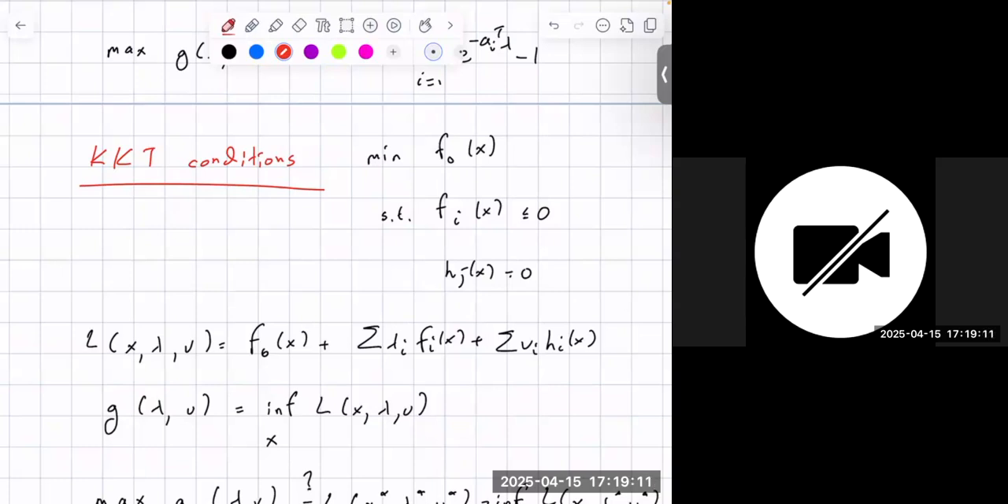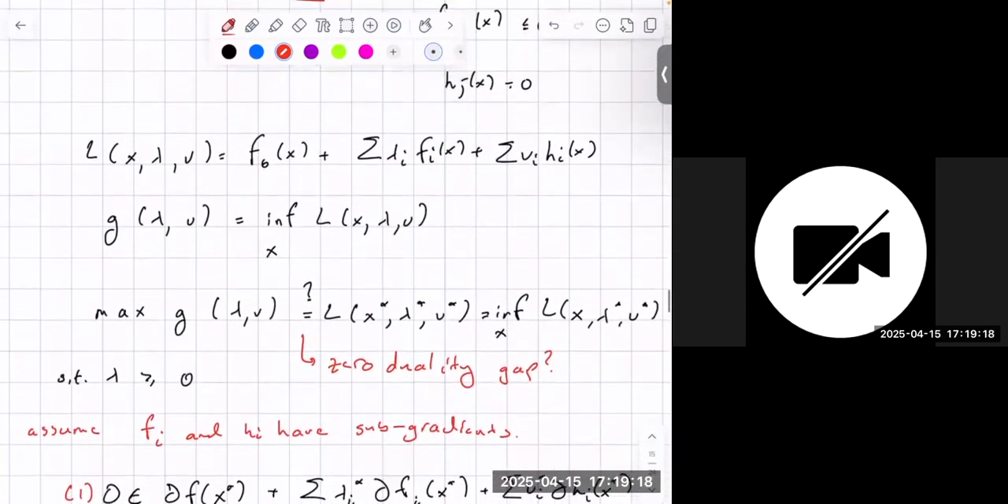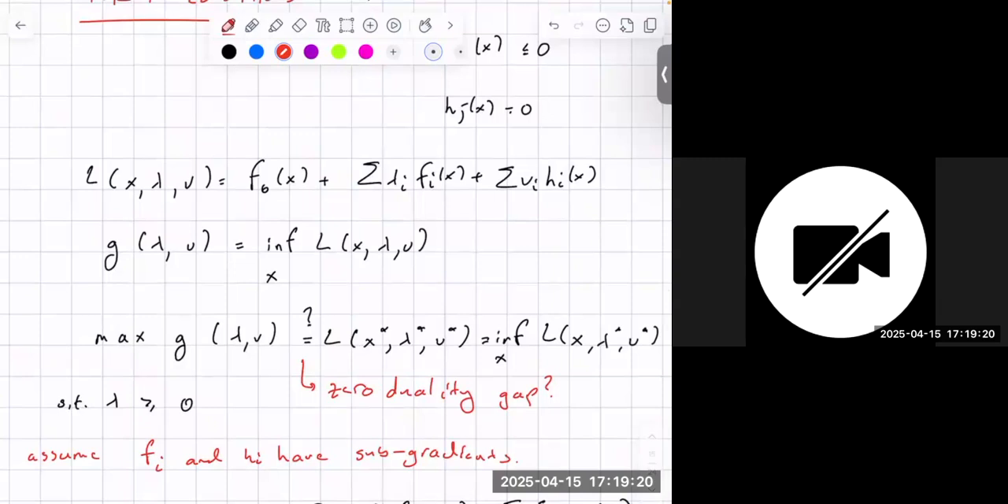There is always first an inf, then a max, or first a max, then an inf, okay? That's always how it goes. And now my question is, do I have a duality gap or not? Are these two problems equivalent to each other or not? That's what I want to understand, and under which conditions that happens, okay?